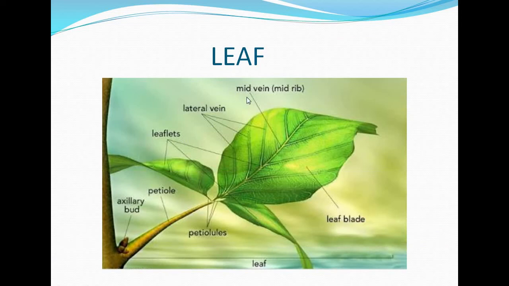Now the structure of leaf. The leaves originate from petioles, and these are the leaflets. There is a mid-vein or midrib, and from it some lateral veins occur, and there is an axillary bud.